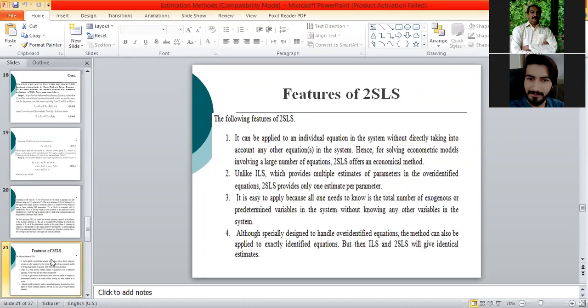The method can also be applied to exactly identified equations. Just as we can apply ILS to estimate the over-identified equation, the 2SLS method can also be used to estimate the exactly identified equation. But if you use 2SLS to estimate the exactly identified equation, then the estimates of ILS and 2SLS will be the same.